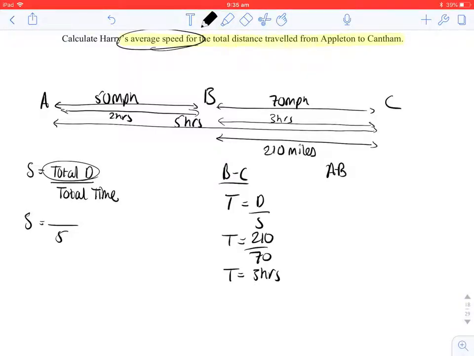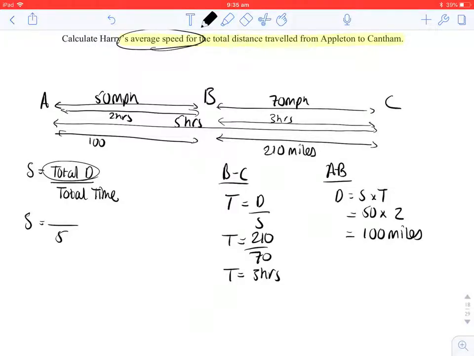So A and B, the distance is going to be the speed times the time. So the speed is 50 miles an hour, the time is 2 hours. So 50 times 2 is 100, so 100 miles. So we've got 100 here.